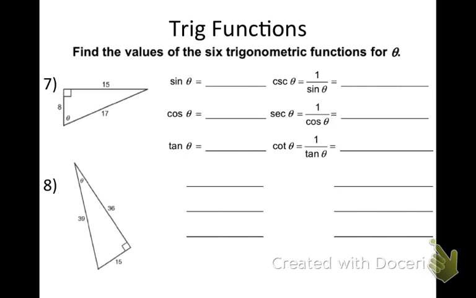So let's use that information to help us out here. Number 7. I want to find the values of these 6 trigonometric functions for theta. So the first thing I want to do is find sine of theta. So here's theta. Sine of theta would be what, Andy? 15 over 17. Which means the cosecant, the refliprocal of that, would be what, Andy? 17 over 15. Nice job.